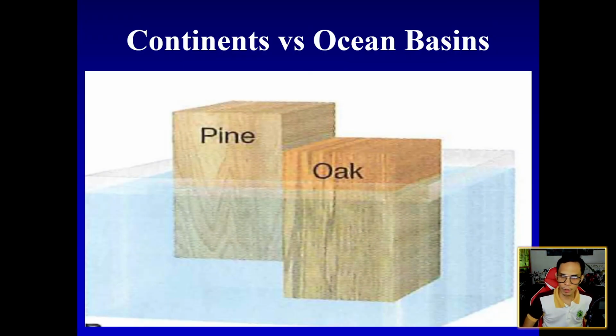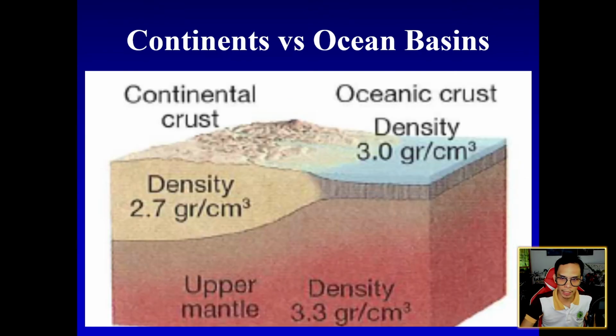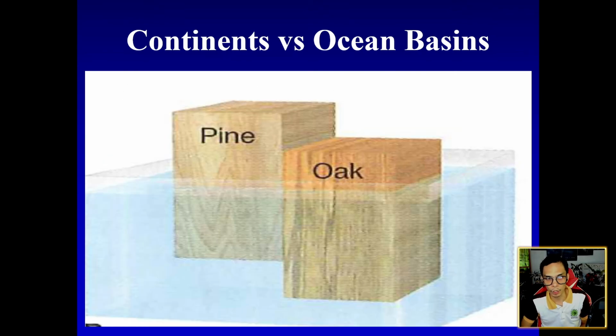All right. Now, let's go back to oceans and continents differences. Why do the ocean basins dip? It's because its oceanic crust is somehow denser and thinner. So it sinks deeply into the mantle. Meanwhile, the continents are thick and less dense. They float higher above the mantle.